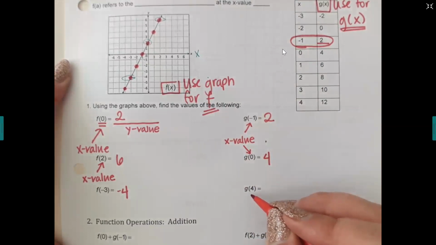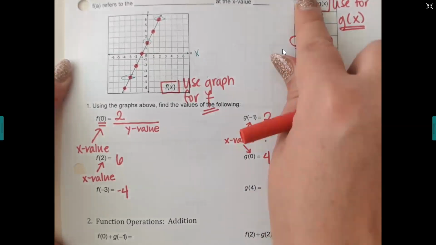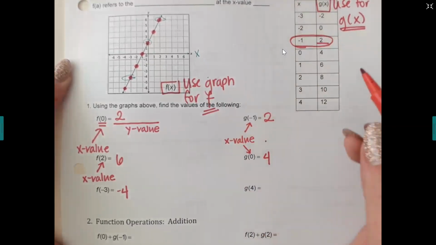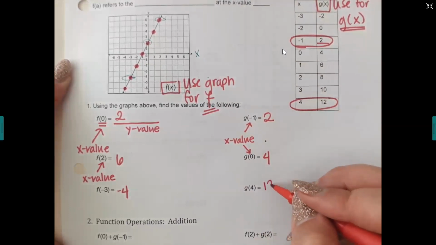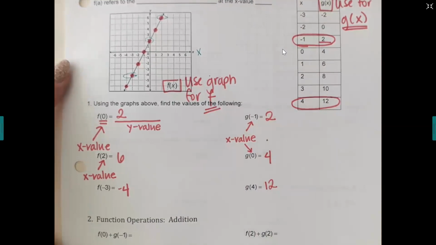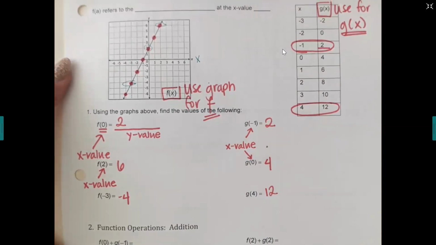Okay, next one, I want g of 4. So then I'm gonna find 4 in the x column, which is right here. The number with it is 12. Does that make sense so far? So if it's a graph, you're looking for the pretty point. If it's a chart, you're just gonna find it in the table.